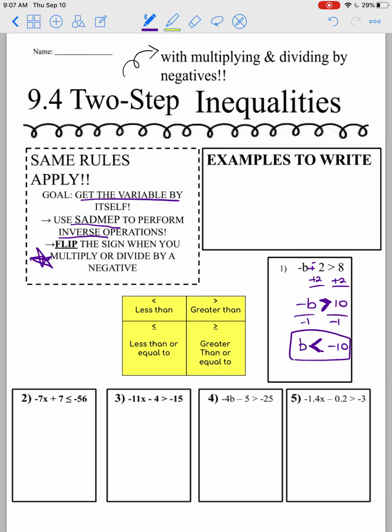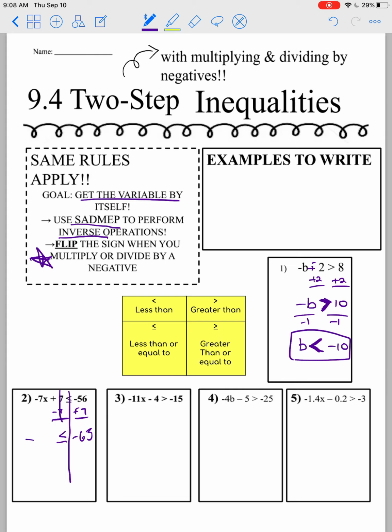Okay, let's look at another one. Negative 7x plus 7 less than or equal to negative 56. So that's minus 7. Minus 7. Now, that's the same as plus negative 7. So now I have a negative plus a negative. My sign will be negative. 56 plus 7 is 63.